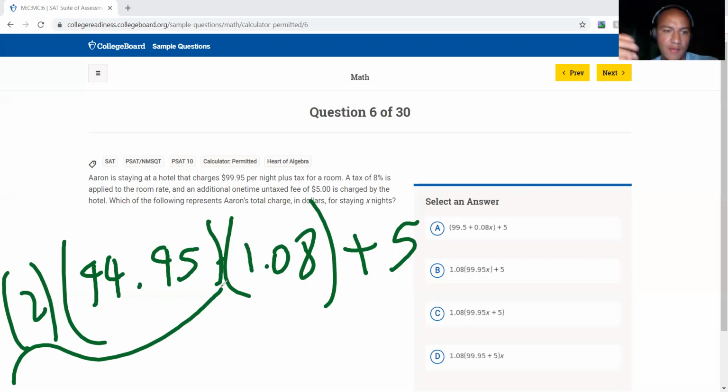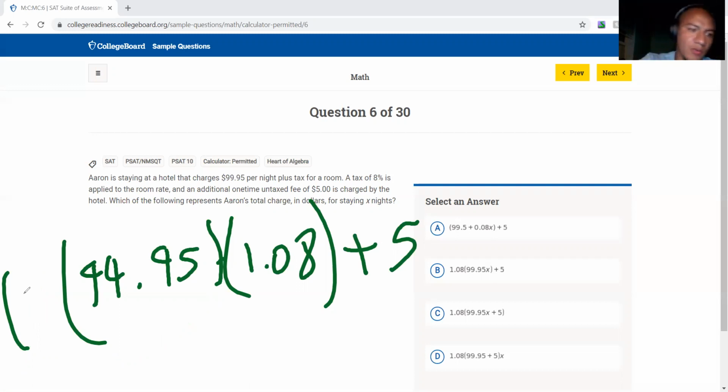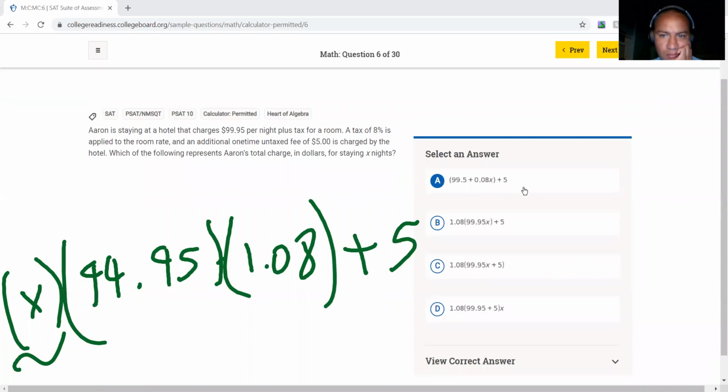That makes sense. Now it says how many nights you stay. Well, that could depend on this number. You say for 7 nights, you put 7 there. Let's see if there's an equation that looks like that. A? No. B? Hey, that looks exactly like B.